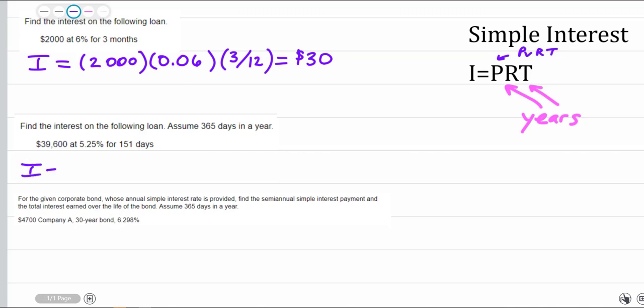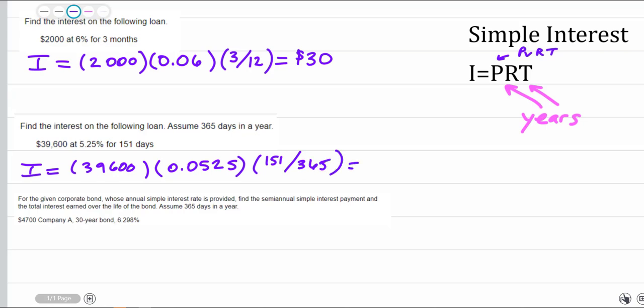We have our interest is our 39,600 times our rate in decimal. Remember, all you do is you move the decimal 2 places to the left to make it the percent, 2 places to the left to make it a decimal. And here it says in 151 days, so 151 out of 365 days turns that into years. And you should get 860.08.